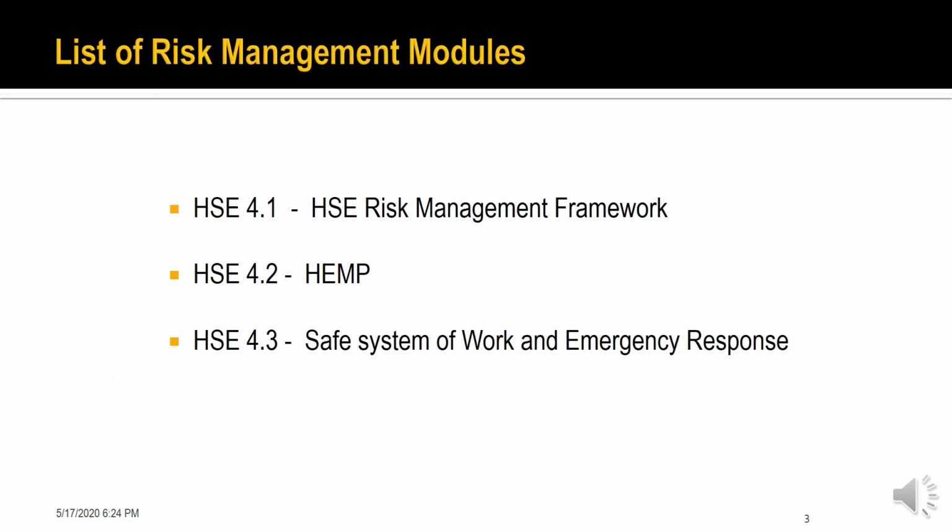Then about the risk management modules 4.1, 4.2, 4.3. We have already completed 4.1 during the last week. Now it is 4.2, HEMP, Hazard Effect Management Process. Then it comes 4.3, Safe System of Work and Emergency Response. But by the time you complete 4.2, that is HEMP, you have easily completed 60% of 4.3 also. Why? As the hazard effect management process part is identifying the safe system of work and emergency responses.